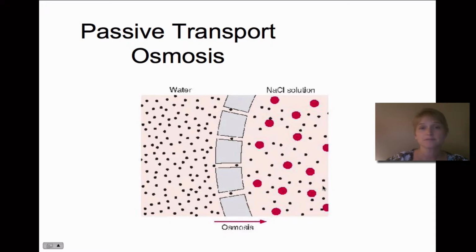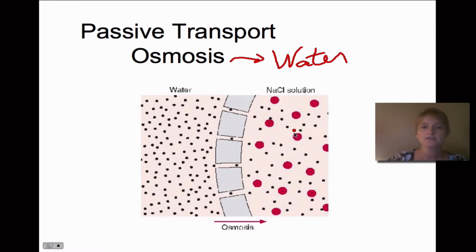The next one we're going to talk about is still a passive transport mechanism, but it's osmosis. And osmosis is the movement of water across that cell membrane. So it's still passive transport, it's still considered diffusion, but osmosis is directly related to water movement.